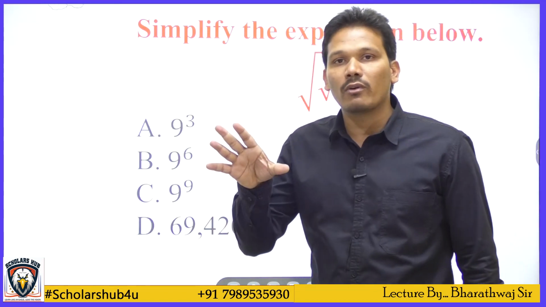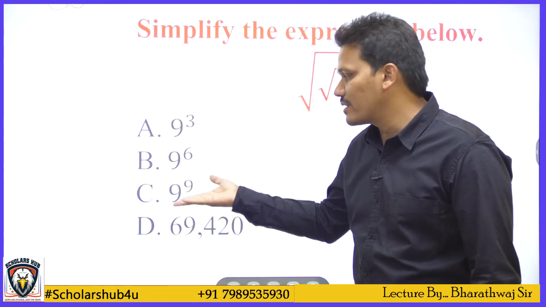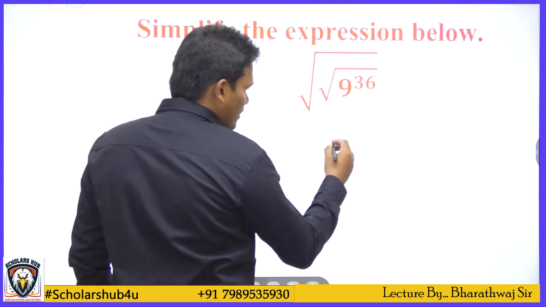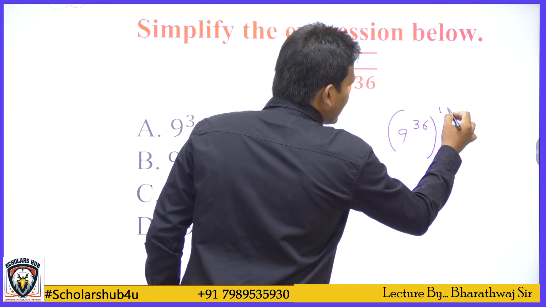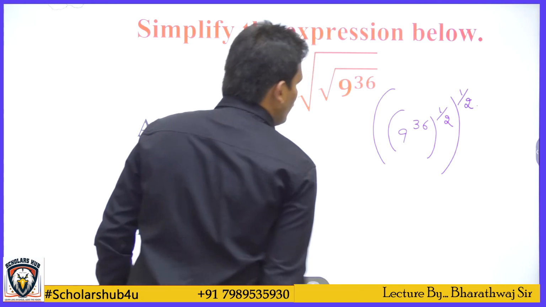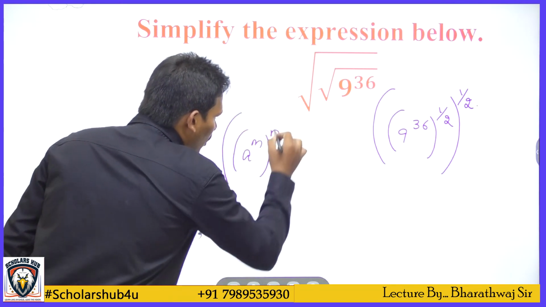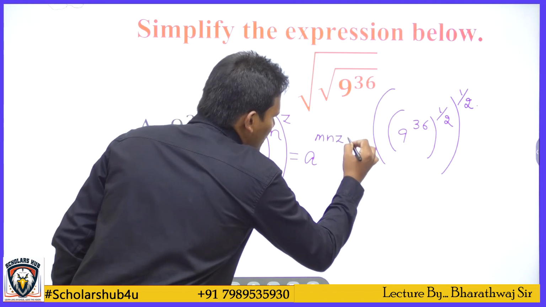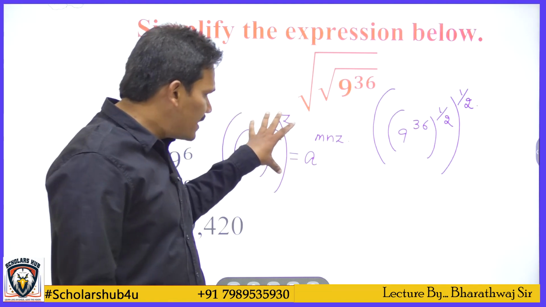You can put your answer in terms of 9 with some exponent, because there are so many options here in terms of 9. Here we have the root of 9 power 36. Root I can write as power 1 by 2. There is an identity that a power m whole power n whole power z can be written as a power m into n into z. Let us apply this identity.